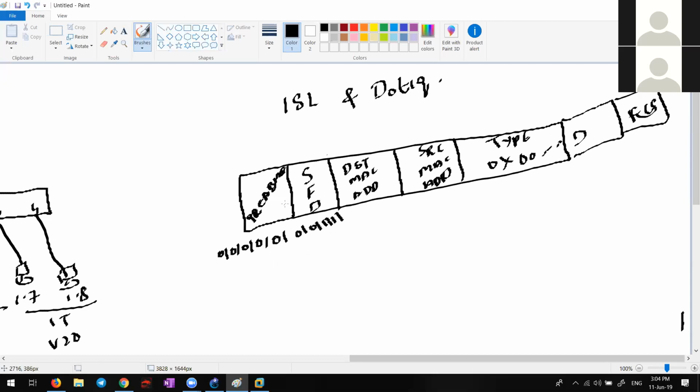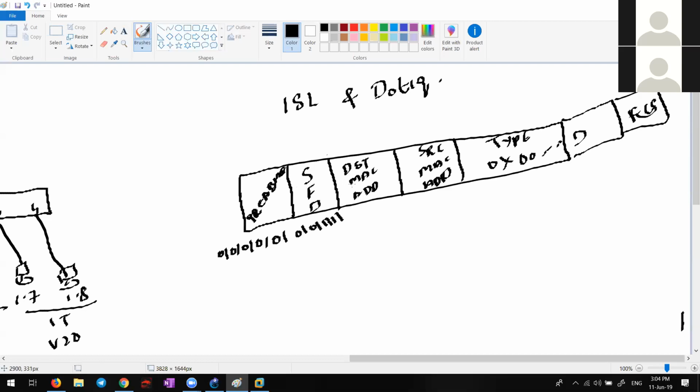When only continuous ones is coming, it will understand. After this, the information is starting. Start frame delimiter. Okay. Then it's true, right? After this, the real information starts. What is it? First will be destination MAC address.